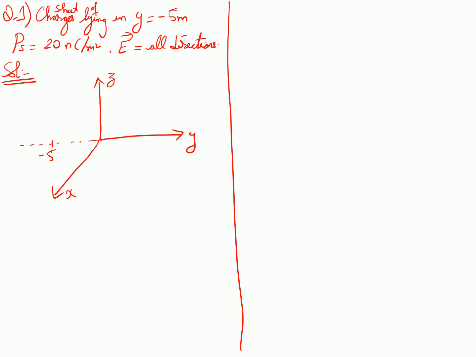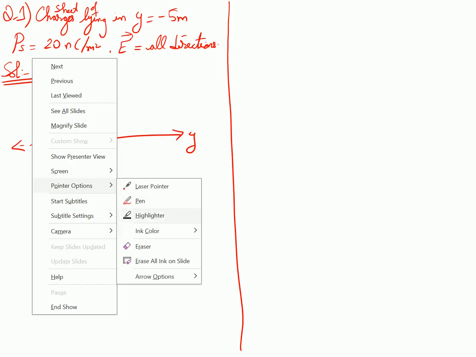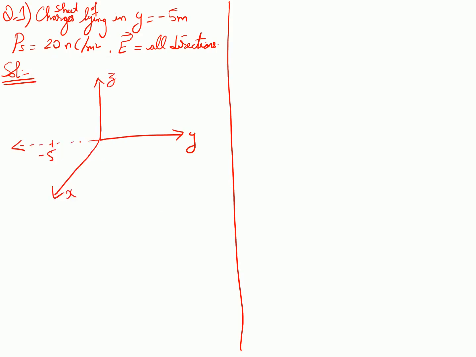Since the point is along negative y, the sheet will exist along, so let me change the color for better visibility, if the point is minus 5, the sheet is going to be lying parallel to z and x-axis. This is the same thing, if you remember, we said this is equal to y equals to 0 plane, or the other name was xz plane, which we saw in the rectangular coordinate system. So the sheet is along the x and z plane, and the charge is represented by the surface charge density having the value of 20 nanocoulomb per meter square. Now we want to find the electric field in all the directions.